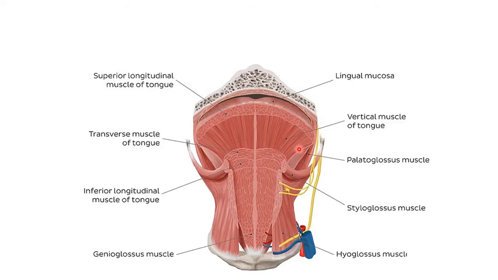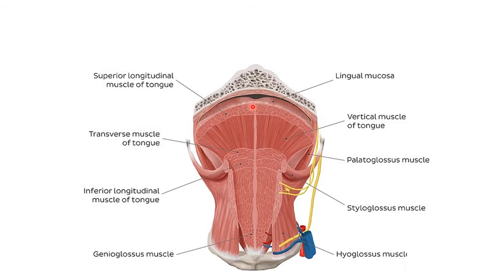Now we will study the muscles of the tongue. The muscles of the tongue are of two types: the intrinsic muscles and the extrinsic muscles. The intrinsic muscles are within the tongue and have no attachment outside the tongue, whereas the extrinsic muscles take origin from structures outside the tongue and are inserted into the tongue. The intrinsic muscles change the shape of the tongue, whereas the extrinsic muscles move the tongue, producing protrusion, retraction, and side-to-side movement, and can also alter its shape.